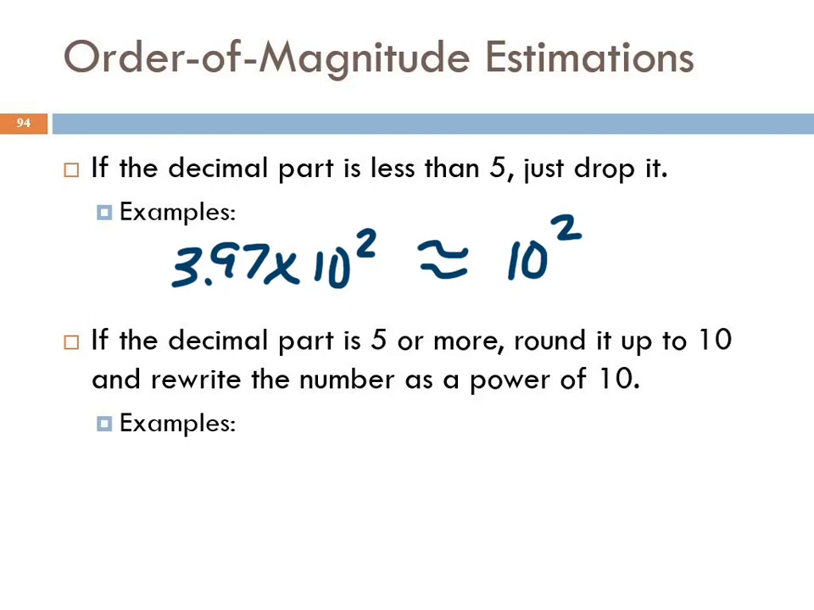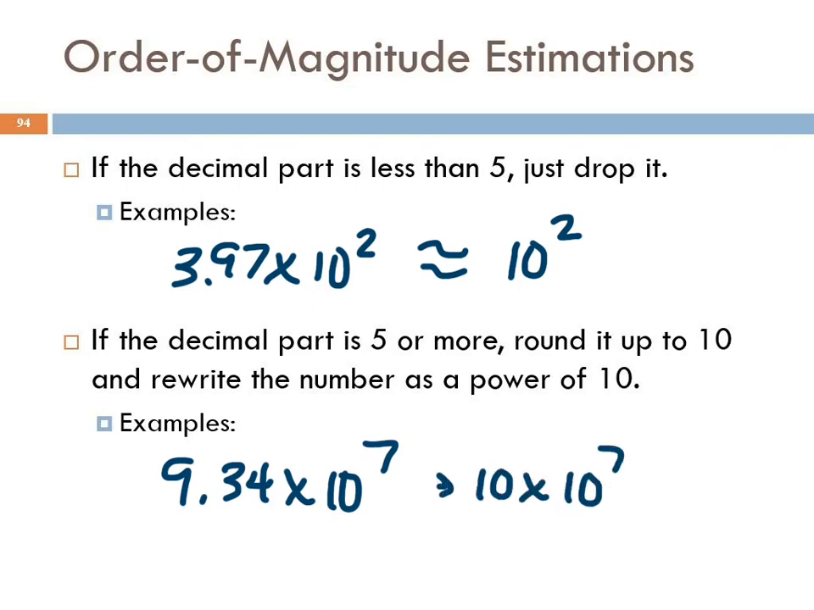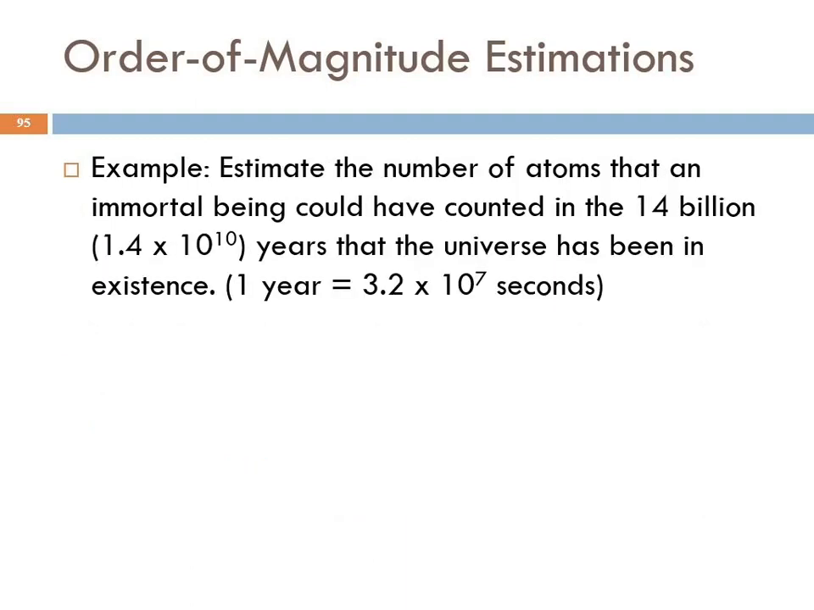If the decimal part is 5 or more, round up to 10 and rewrite the number. So if we have 9.34 times 10 to the 7, well, the decimal part is greater than 5. So we're going to round that to 10 times 10 to the 7, which rewritten would be 10 to the 8th. And we'll do this with all the numbers that we're multiplying or dividing, and then you just have to deal with powers of 10. Let's do an example real quick.